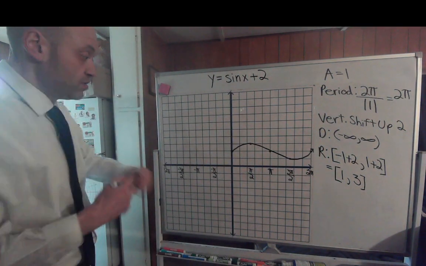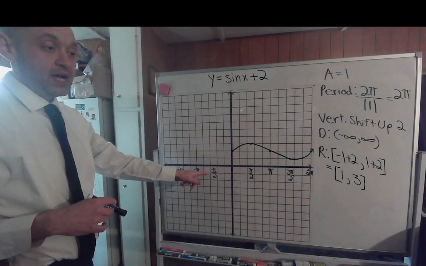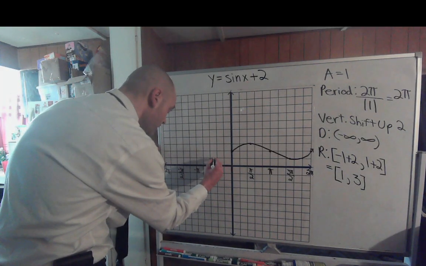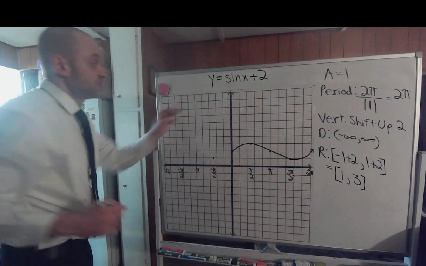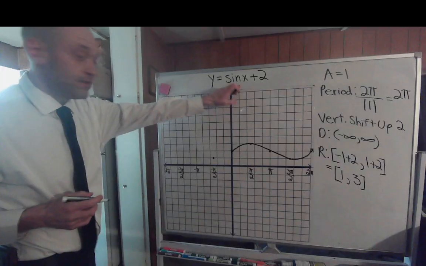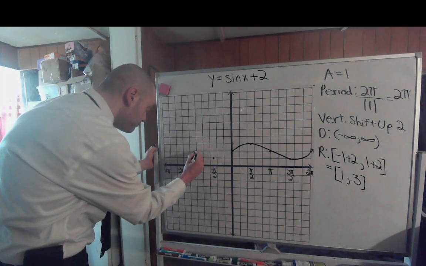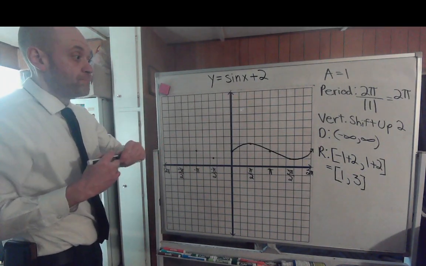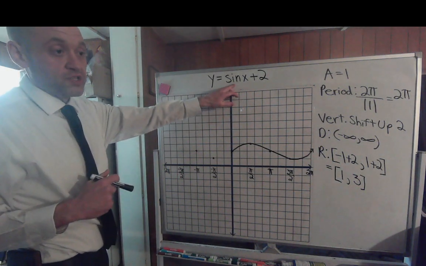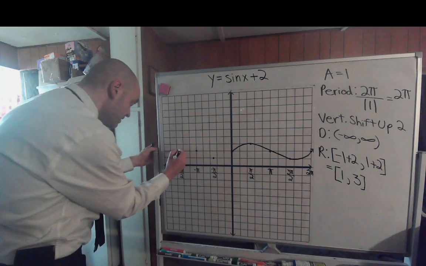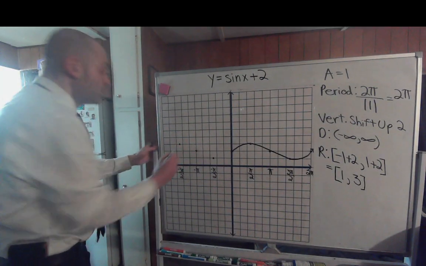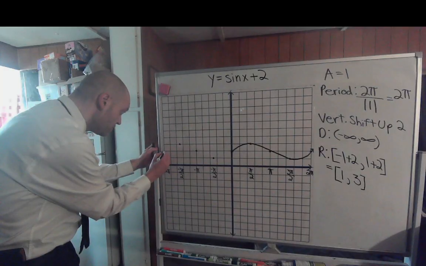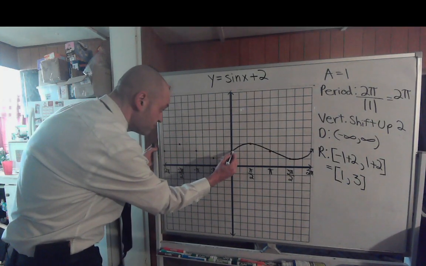Now let's go ahead and do the left branch. What's the sine of negative pi over 2? That's normally negative 1, but plus 2 would actually give you positive 1. Now what's the sine of negative pi? That's going to be 0, plus 2 is actually 2. Now what's the sine of negative 3 pi over 2? The sine of negative 3 pi over 2 is positive 1, plus 2 would actually give you 3. Then what's the sine of negative 2 pi? That's 0, plus 2 is going to be 2. So let's go ahead and draw the left branch of this graph.